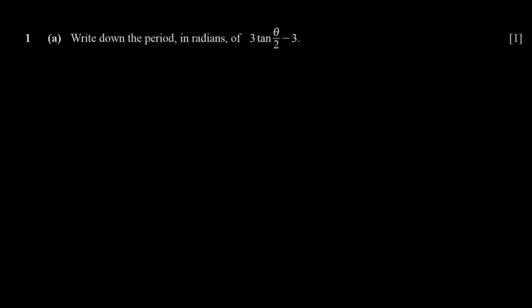Okay, so here we are in question 1. Write down the period in radians of this curve, 3 tan theta upon 2 minus 3. I'm just going to rewrite that as y equals 3 tan a half theta minus 3. And usually with these questions, we've got to understand what these numbers mean, which I'll call A, 3, B, which is a half, and C, which is negative 3.